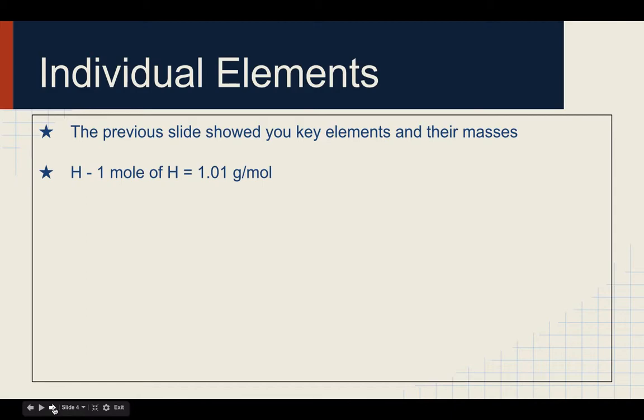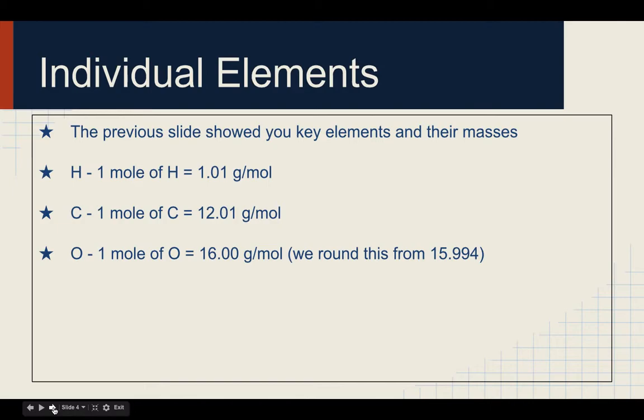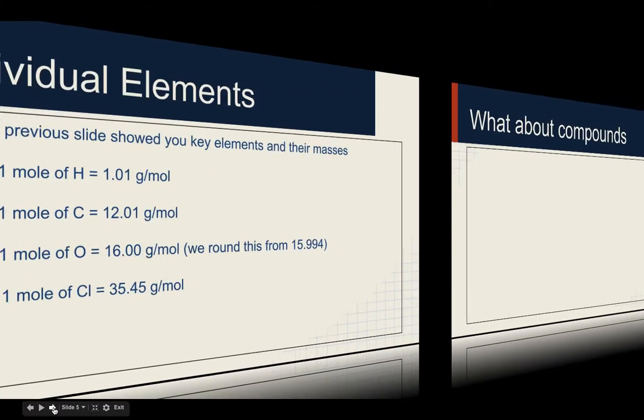So hydrogen. 1 mole of hydrogen is 1.01 grams per mole. 1 mole of carbon is 12.01 grams per mole. Now here, oxygen's a little different. Even though it was 15.994, we're going to round this to 16. And then chlorine, 1 mole of chlorine is 35.45 grams per mole. Always make sure to have the grams per mole.